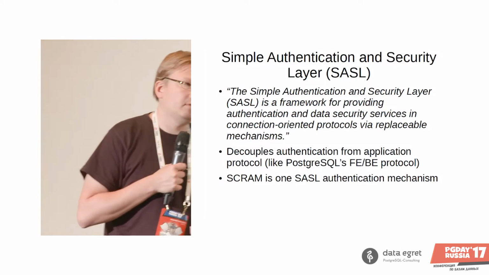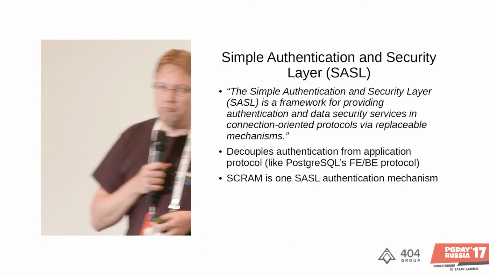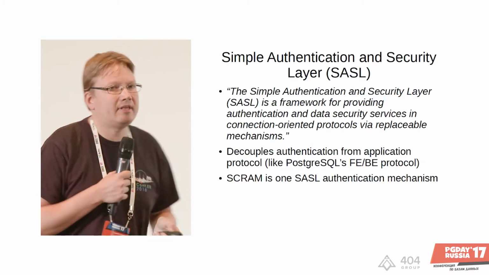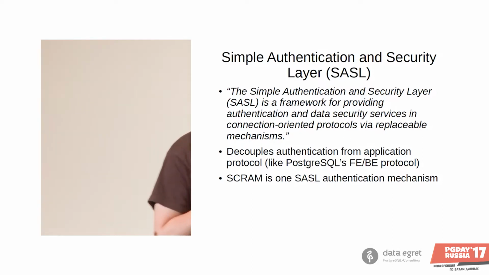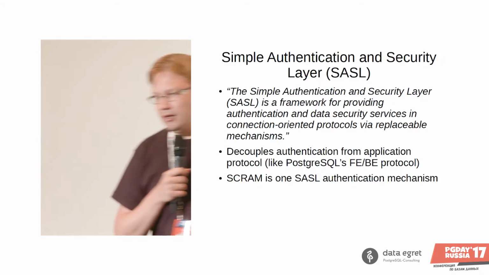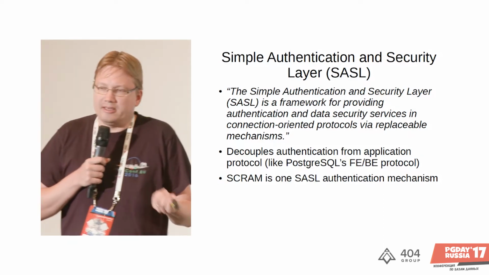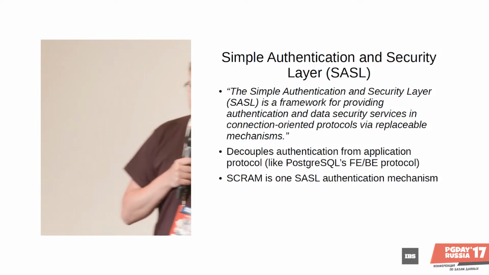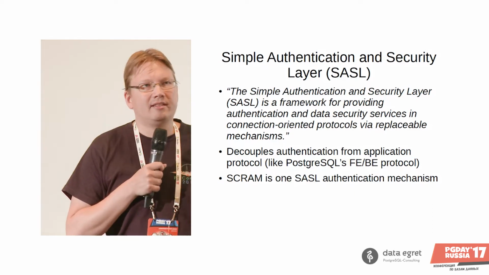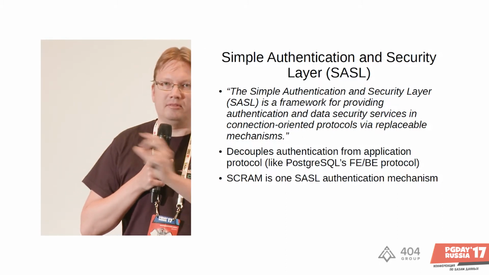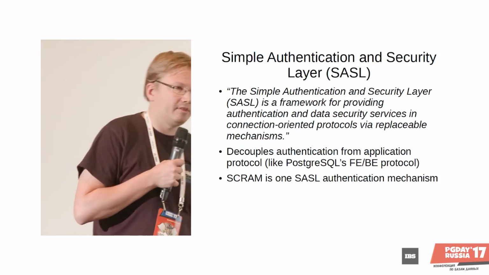So one thing that came up with the implementation, SCRAM is actually just one authentication method in the family called SASL. SASL is another specification for creating new authentication methods, and there are, in addition to SCRAM, a few others. It's a strange protocol. When I first started to read up on this protocol, it's, as it says there, a framework for providing authentication services in connection-oriented protocols via replaceable mechanisms. So it doesn't specify very much. It says that there are these authentication mechanisms, and it says that there are these connection protocols. In this case, the connection protocol would be the libpq protocol, and the authentication method is SCRAM.